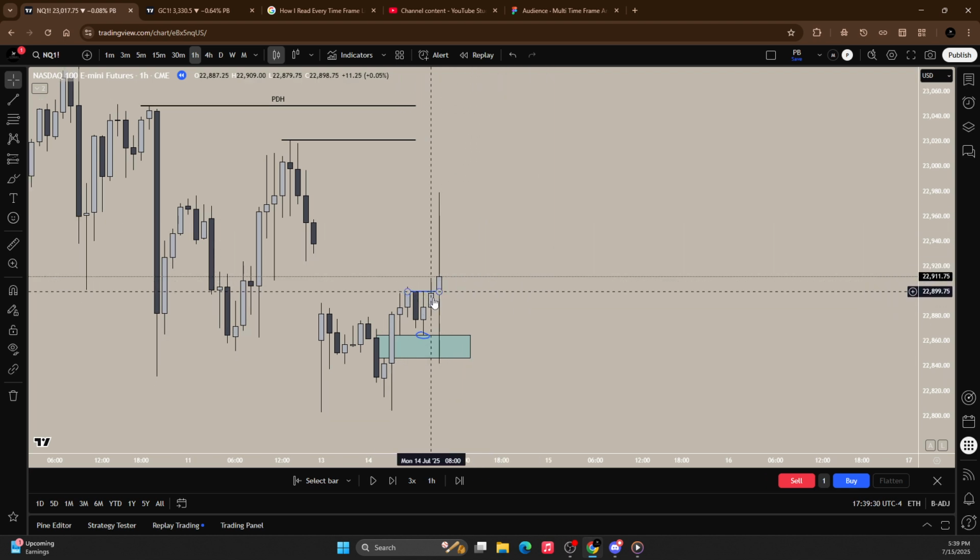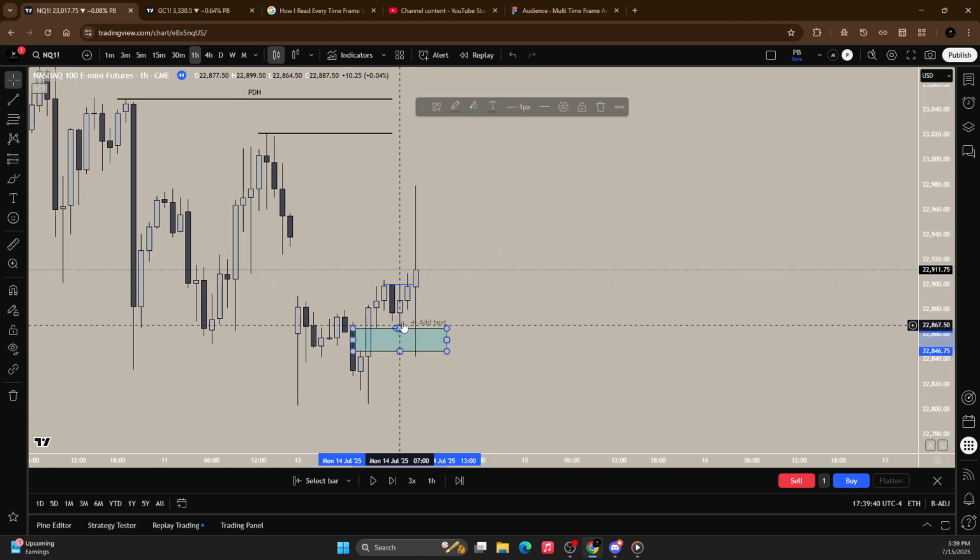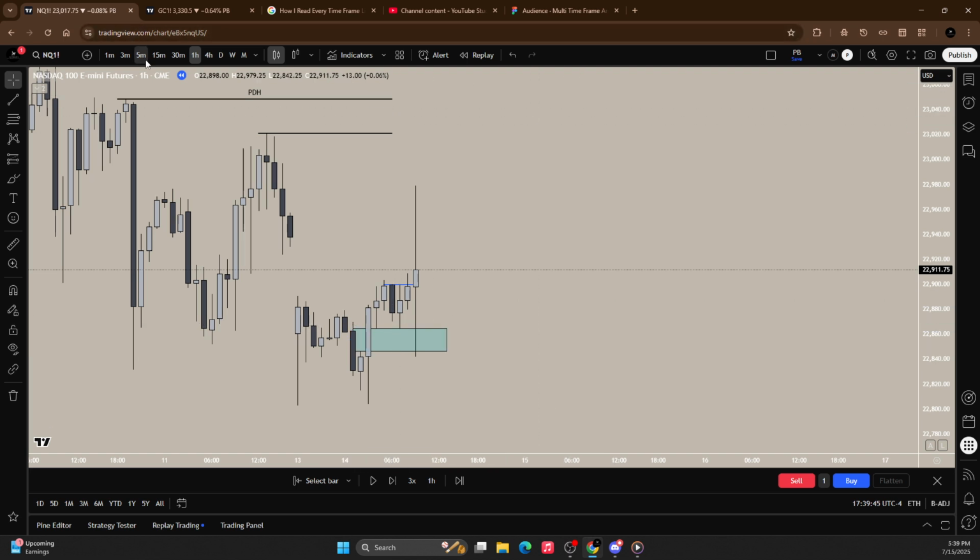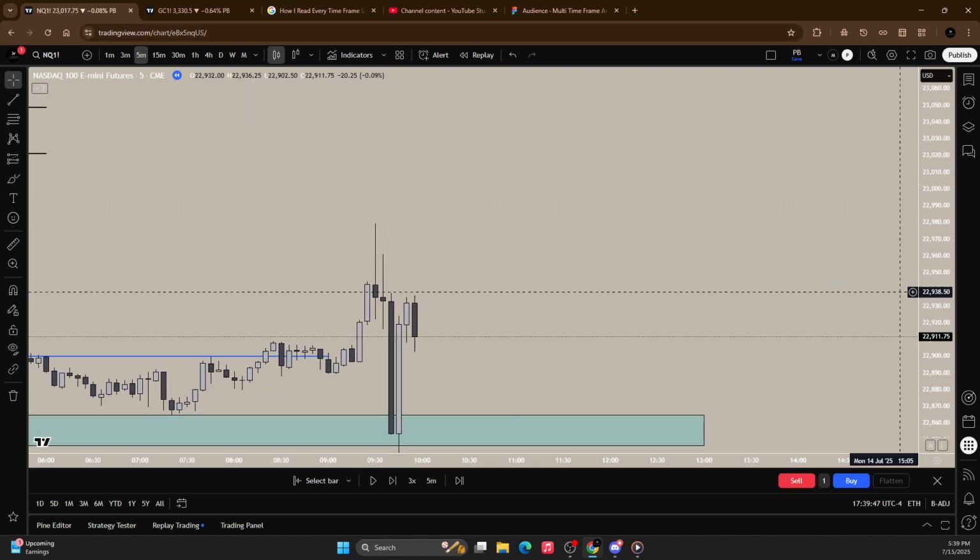I have an hourly CISD. I have an hourly relevant swing that was swept. We react off a fair value gap. We have a nice little sweep here of the previous hourly candle. So to me, this is the hourly time frame giving me what I need. The daily is already giving me what I need. This is aligning with the daily, so we can scale down to our entry time frame.